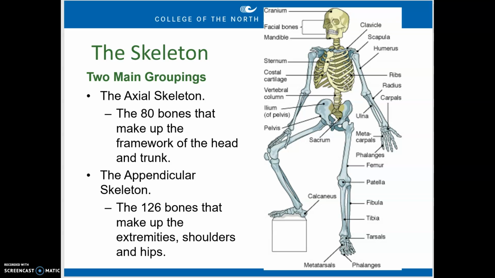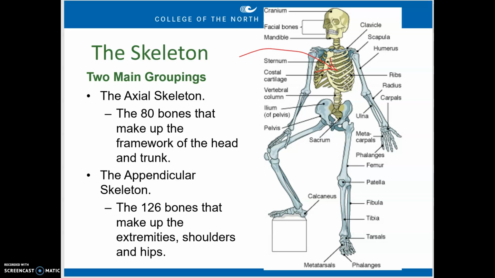So if we look at our picture over here, the axial skeleton is going to be the one that's kind of a yellowish color. The rest of the skeleton is called the appendicular skeleton, and it's 126 bones in total. What it does is it makes up the extremities, so the arms and the legs, and also the bones that attach the arms and the legs to the skeleton, and we call those girdles.